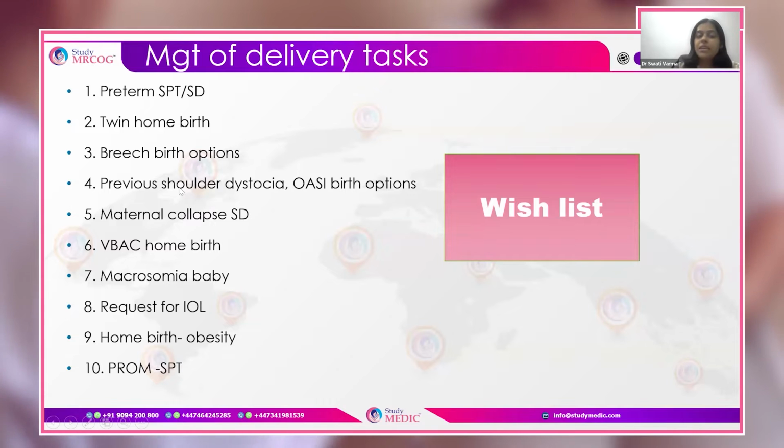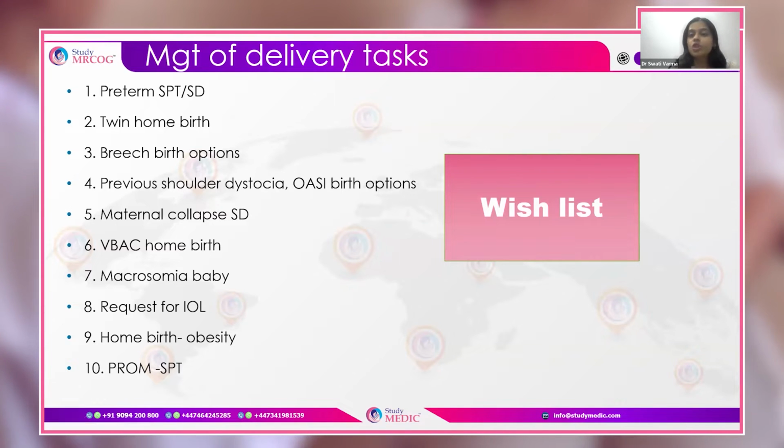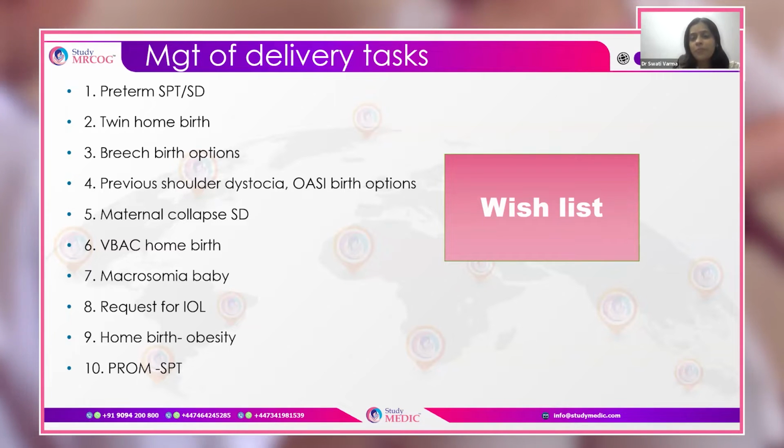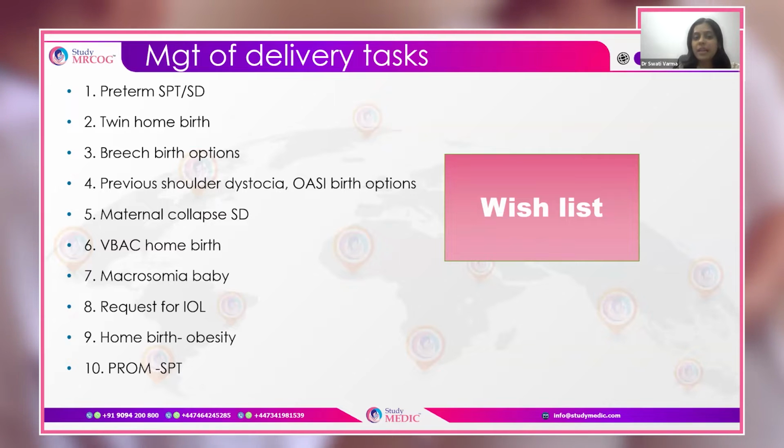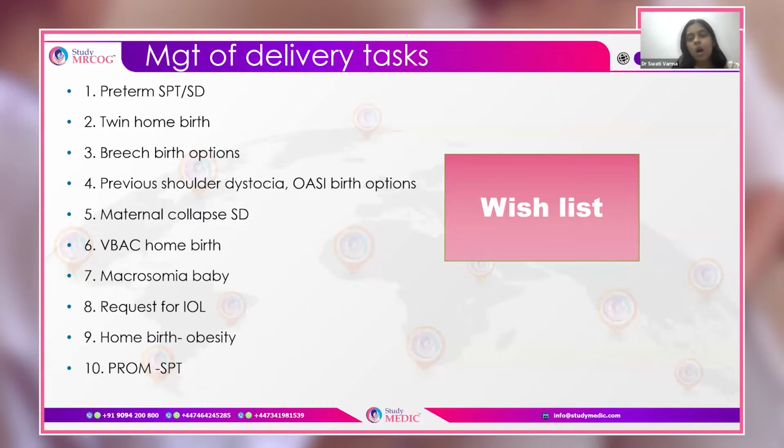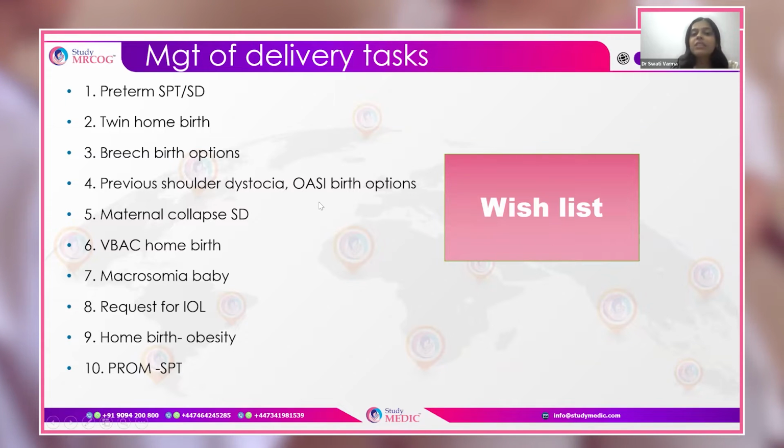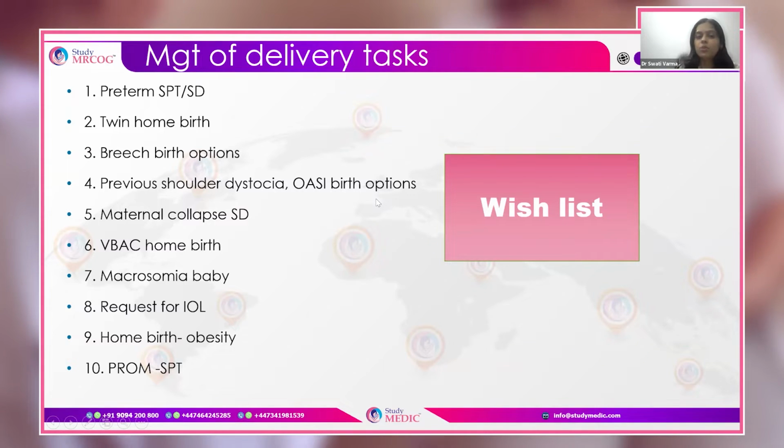Then she might have suffered shoulder dystocia in her previous delivery, and now she's anxious to know how she can deliver. She might be wishing to deliver at home, but she may be anxious that she might be at risk of shoulder dystocia again, so how to go about it? Or she might have had a third degree or fourth degree perineal tear in her previous pregnancy, and now she has come to discuss her birth options.